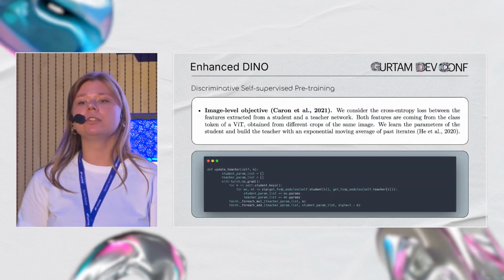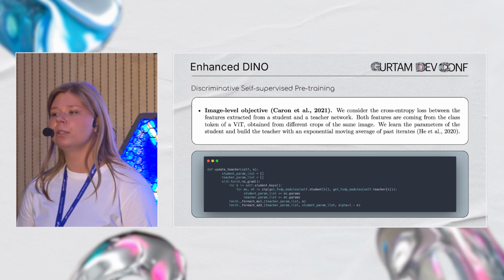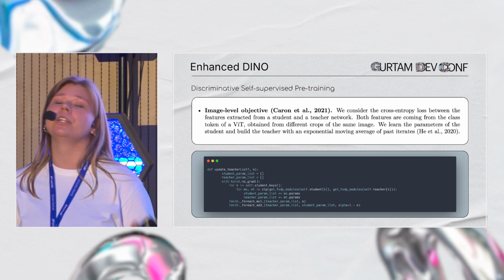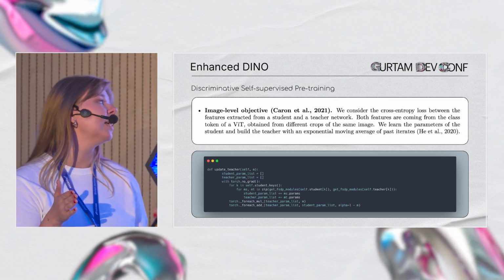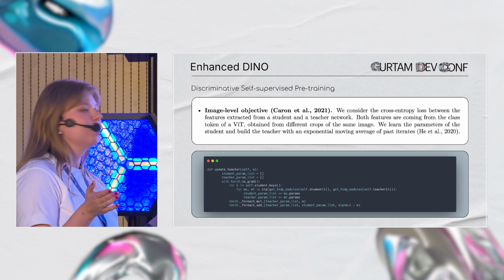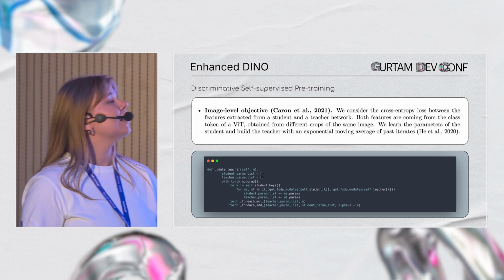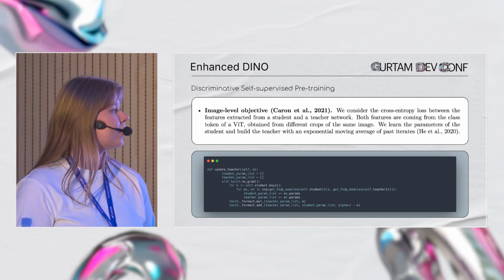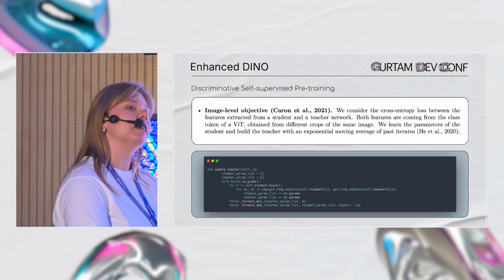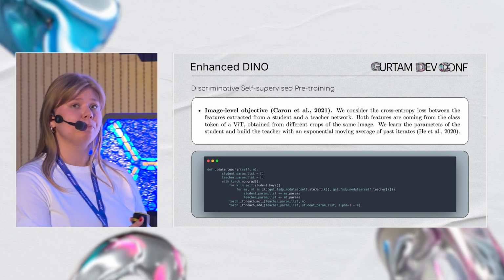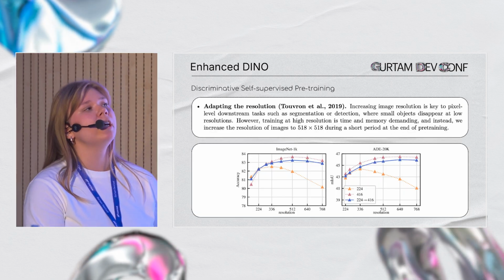As I already told you, they left the original DINO method, where we have knowledge distillation when we are trying to match output probabilities. You can see how it looks in Python, the updating of a teacher using past snapshots of a student.